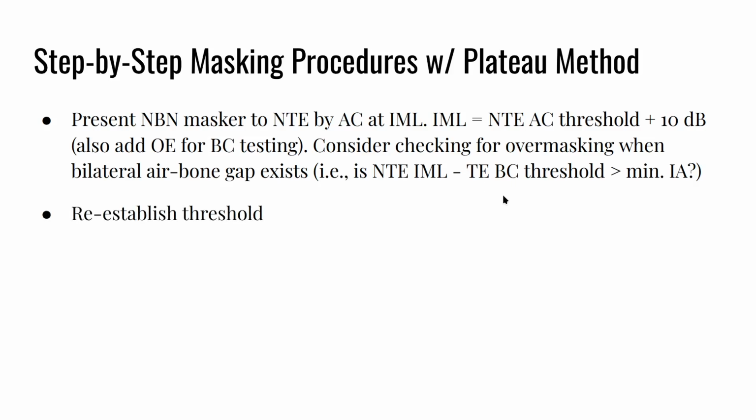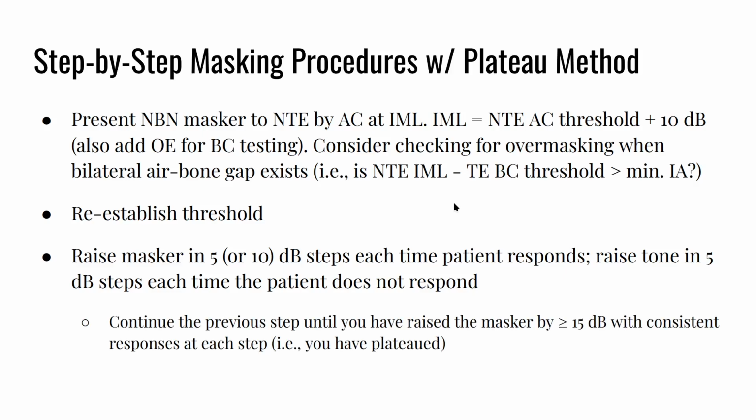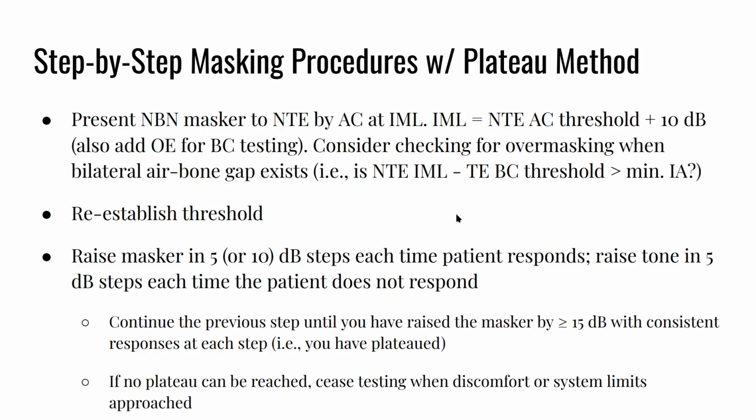Then we reestablish threshold, raise the masker in 5 or 10 dB steps each time the patient responds, raise the tone in 5 dB steps each time the patient does not respond. Continue the previous step until you have raised the masker by at least 15 dB or greater in order to obtain a plateau with consistent responses at each step, indicating you've plateaued. If no plateau can be reached, cease testing when discomfort or system limits are approached, and then you have a masking dilemma on your hands.